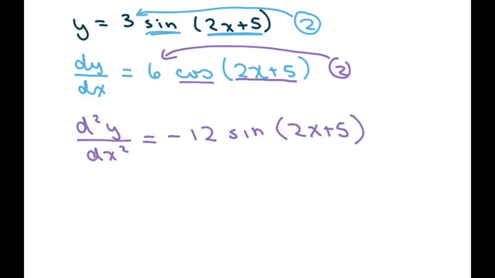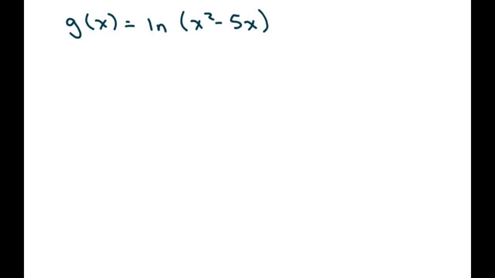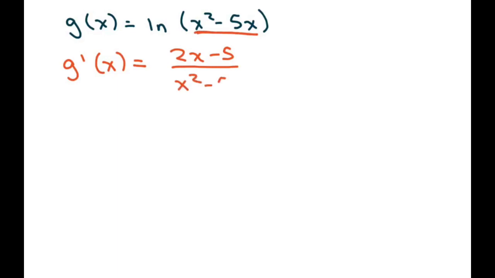Okay? And for ln, the next one is g. So we've got this first derivative is just going to be the derivative of the inner function, which is 2x minus 5 over this quantity, the inner function here, which is x squared minus 5x.